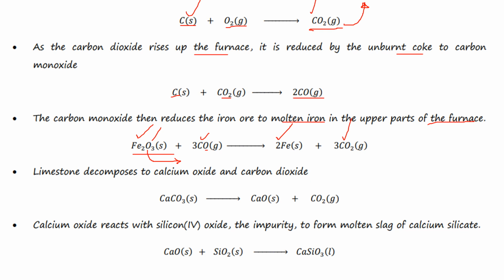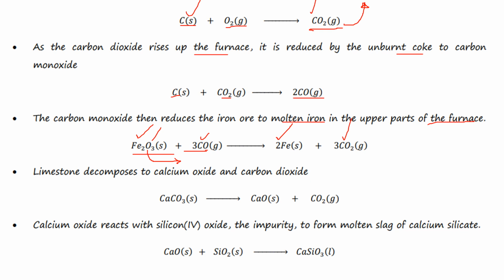But we put here 3 so that we can balance. We can only consider the oxygen atoms that are present on our iron oxide, and then later we put a 3 to balance the carbon, which will eventually balance our carbon monoxide gas as a whole.